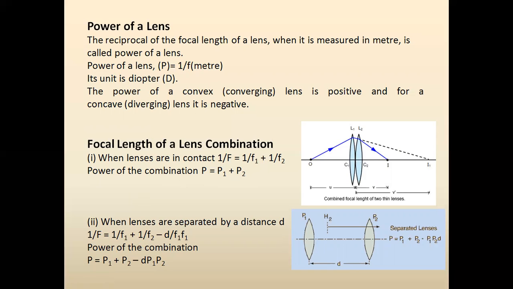In the second case, when the lenses are separated by a distance d, the total focal length is 1/f = 1/f1 + 1/f2 - d/(f1 f2). d is the separated distance of the two lenses. And the power of the combination is P = P1 + P2 - d P1 P2, where d is the distance between the two lenses. So these formulas are very much important.